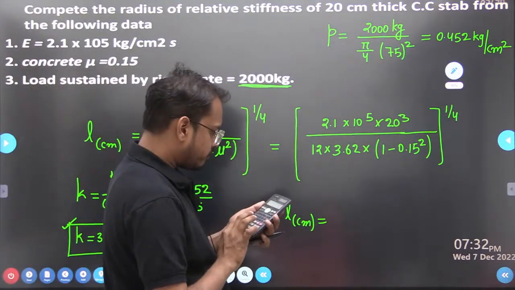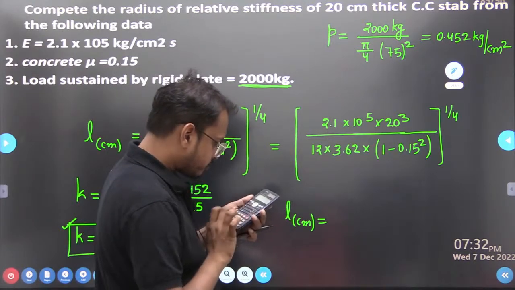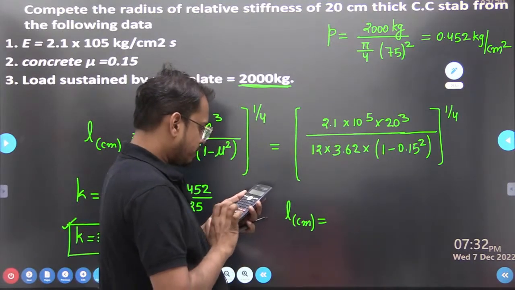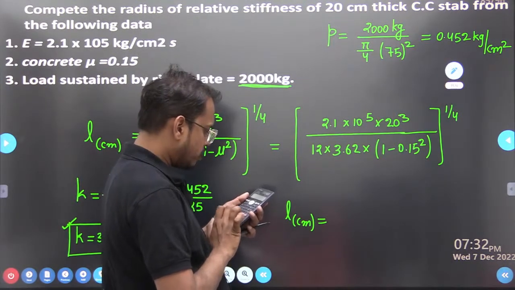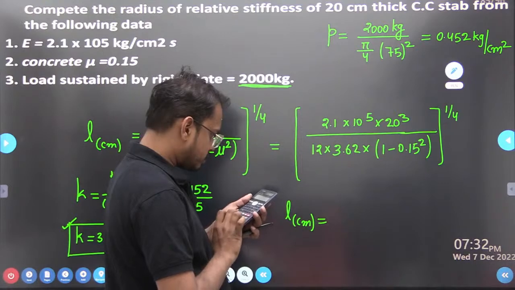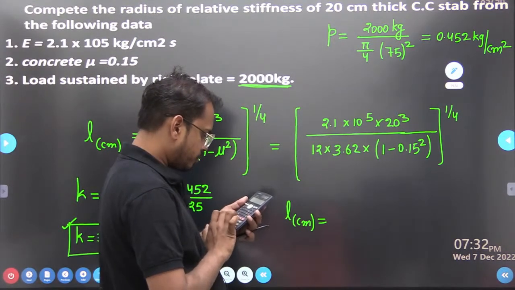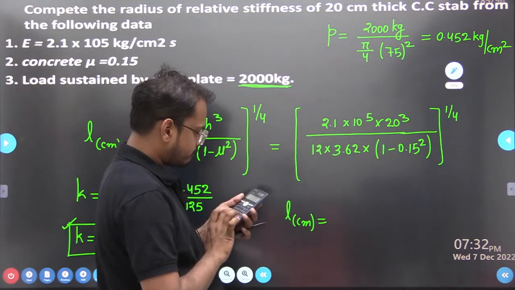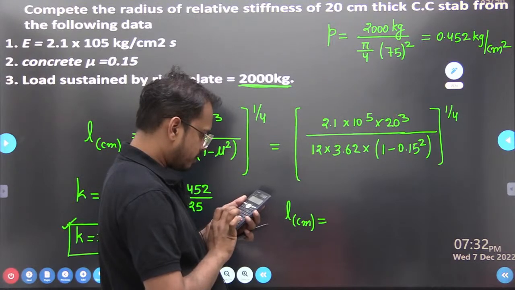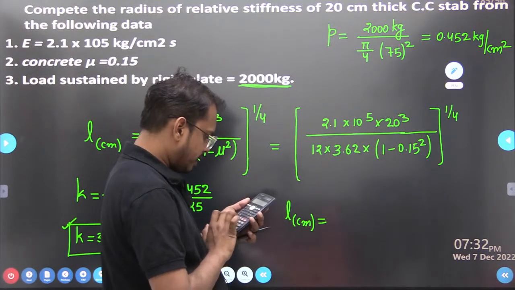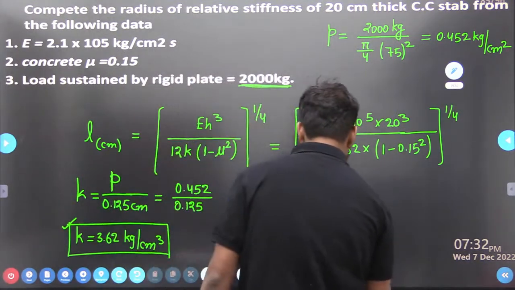So 2.1 into 10 raised to power 5 multiplied by 20 cube, dividing by 12 multiplied by 3.62 multiplied by (1 minus 0.15 square), whole raised to power 1 by 4. So the value becomes equal to 79.32 centimeter.